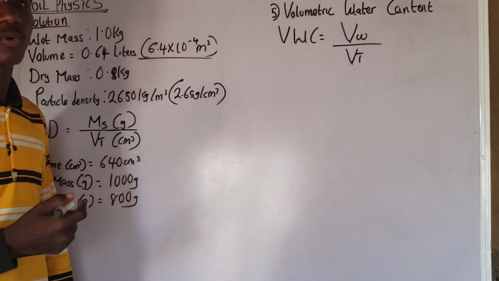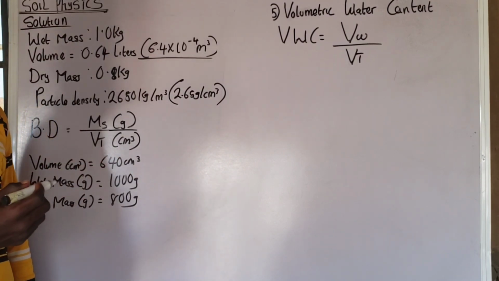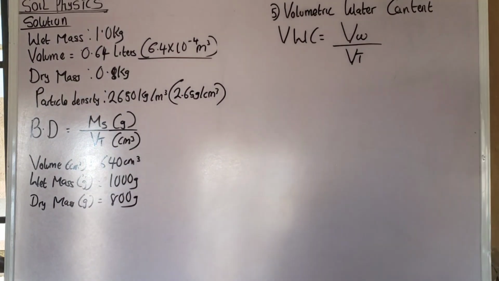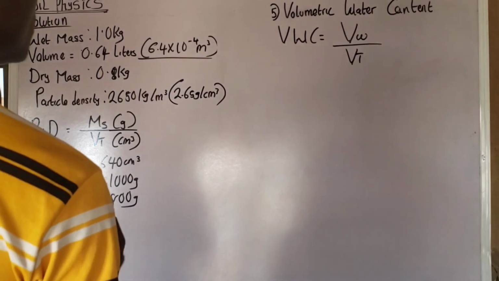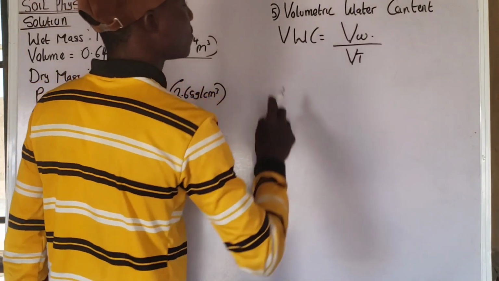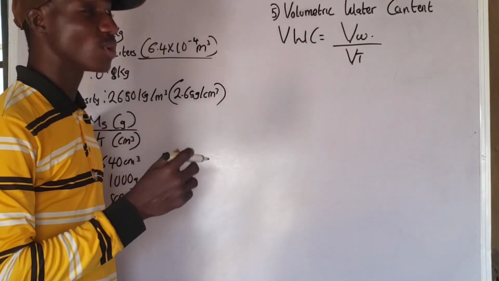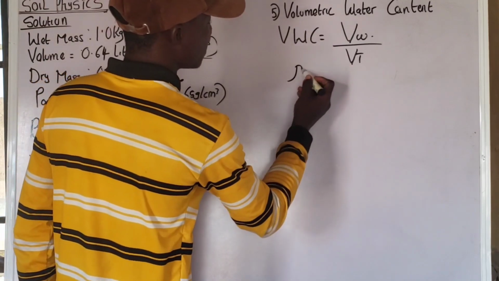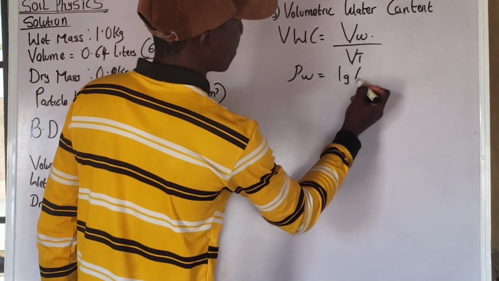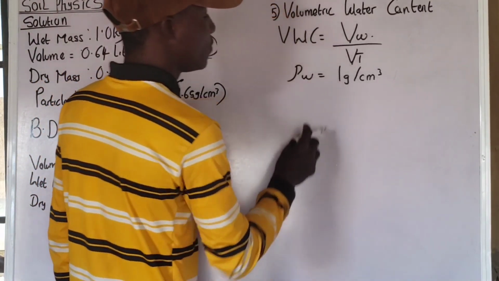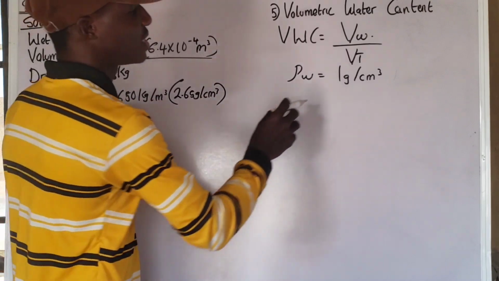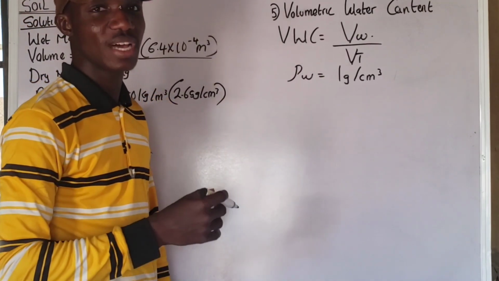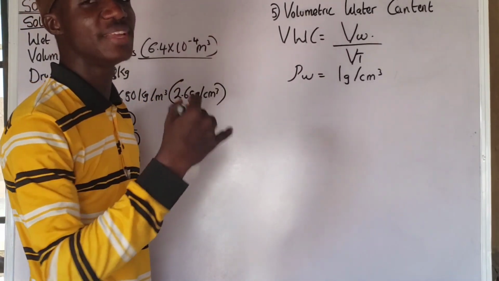To determine the volume of water, we have to make use of the density of water. You understand? That's how we did in our previous class as well. The density of water is constant. You understand? The water density equals 1 gram per centimeter cube. If you look at this unit, you can see that it is gram per centimeter cube. That means that we divide mass of water by the volume of water.